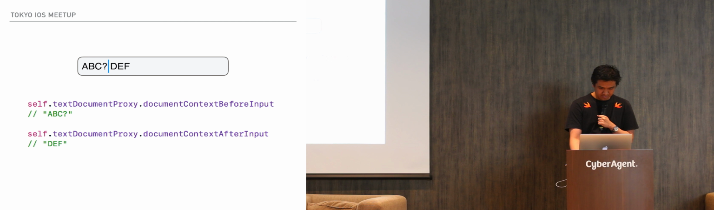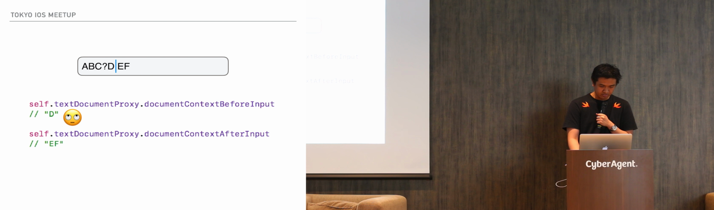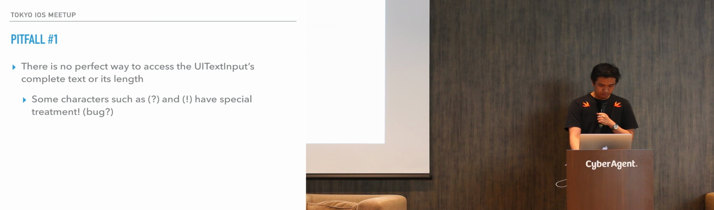Here's where the fun starts. If you move the cursor before the question mark, the DEF disappears. So you can never get the text on the right of the question mark for some reason. If you move the cursor to the right of the character after the question mark, the ABC part you can't get anymore. So yeah, the pitfall is, you can get the complete text most of the time, but there are some characters like question mark and exclamation which have special treatment.